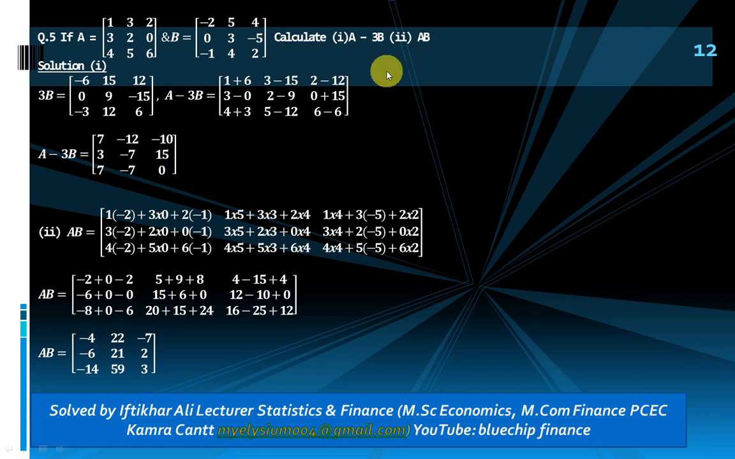After that, the product AB: simply first row multiplied by first column, first row multiplied by second column, first row multiplied by third column, and these multiplications are given here. After that, we change the row. Second row multiplied by first, second and third column, calculation is given here. After that, third row multiplied by first, second and third column, that is given here. So finally, the product AB is equal to minus 42, 2, minus 7, minus 62, 1, 2, minus 14, 59 and 3.